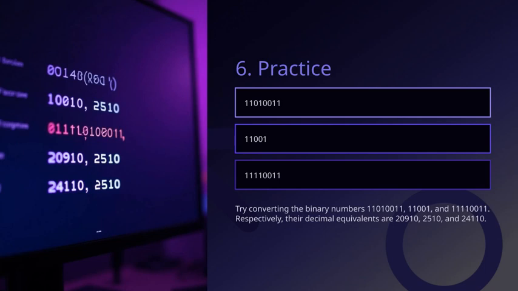Here we have 3 examples: 11010011, 11001, and 11110011. The key idea here is understanding how binary numbers translate into decimal, which is more familiar to us. For each of these binary numbers, their decimal equivalents are 209, 25, and 241, respectively.